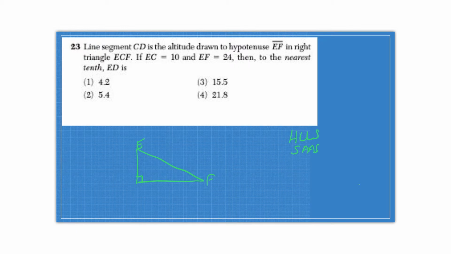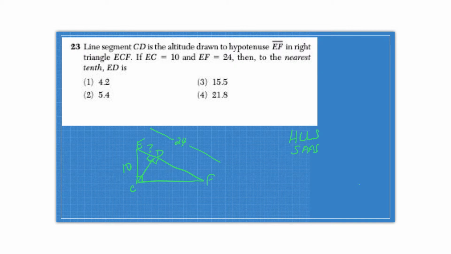And then it says that line segment CD is the altitude from C, the altitude drawn to side EF, the hypotenuse. And so this would be D right here. And altitudes we know make right angles. So we know we have this diagram that we usually work with, which is a right triangle that is split at its right angle into multiple other right triangles. They tell us that EC is 10, EF, the full hypotenuse, is 24. And to the nearest tenth, we want to find what is ED.